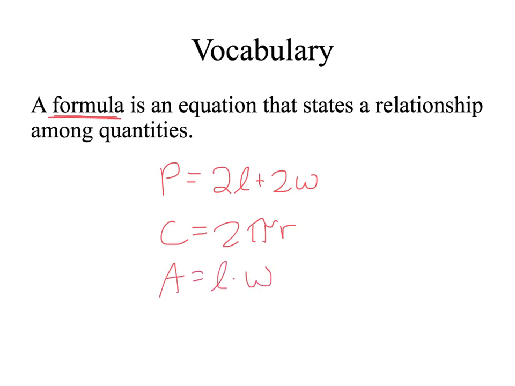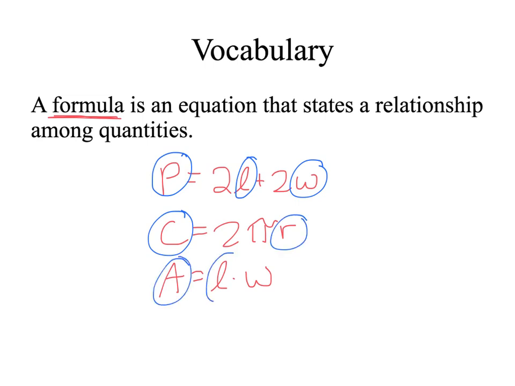So these are formulas, but do you see how these are all literal equations? Because you have P for perimeter, L for length, W for width. You have C for circumference, R for radius, A for area, L for length, W for width. So that's why they're in this chapter, because they're all literal equations. Hopefully you know most of these. If not, I would give the formula to you on the test if you needed it.